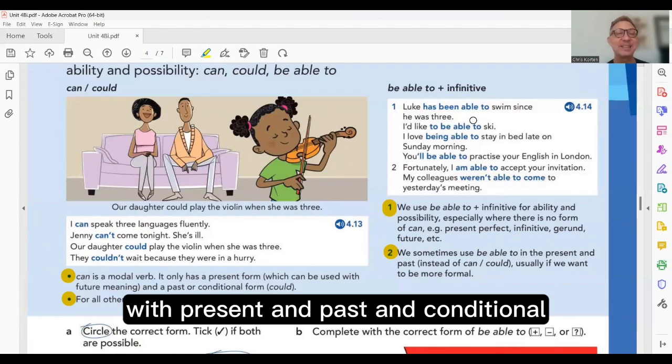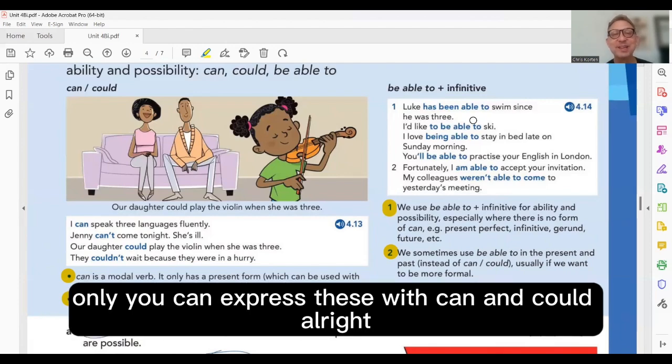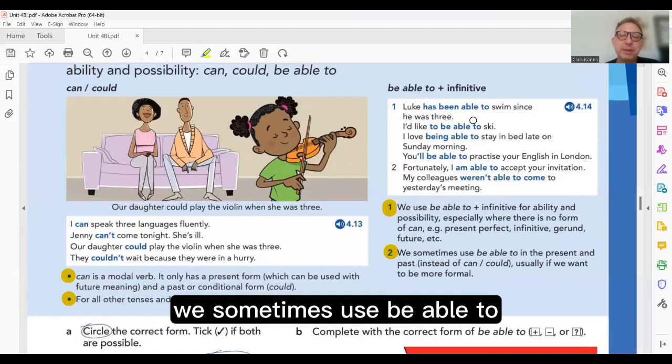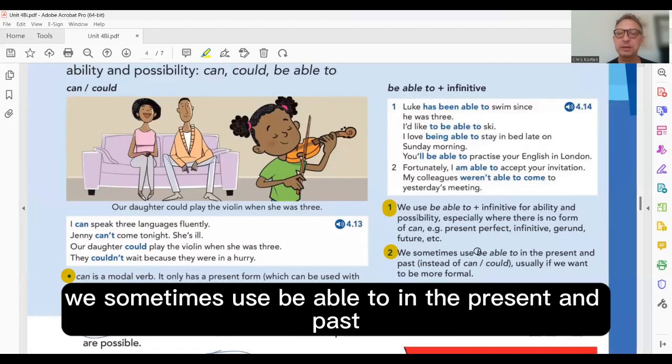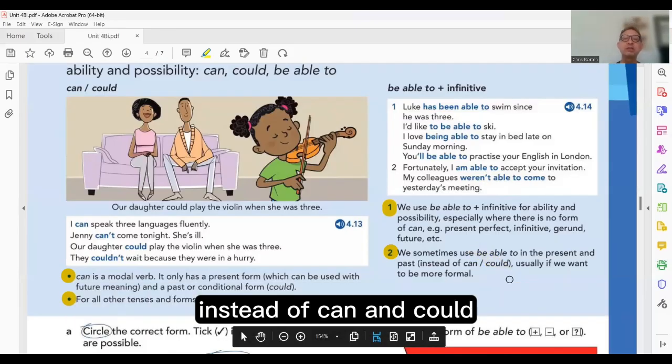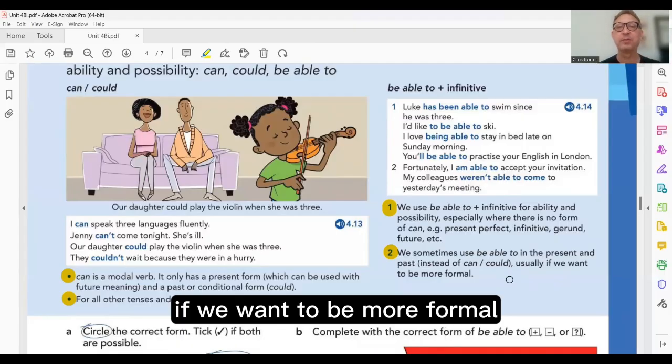With present and past and conditional only, you can express these with can and could. All right. We sometimes use be able to. I'm reading here. We sometimes use be able to in the present and past instead of can and could if we want to be more formal. So here we go.